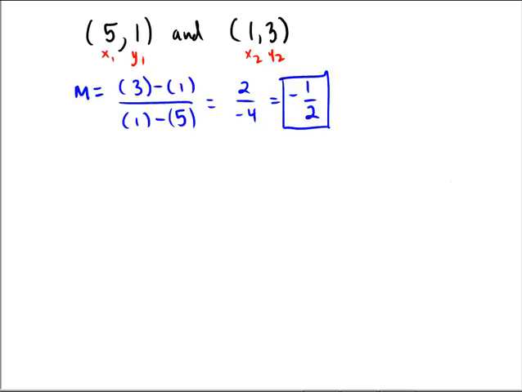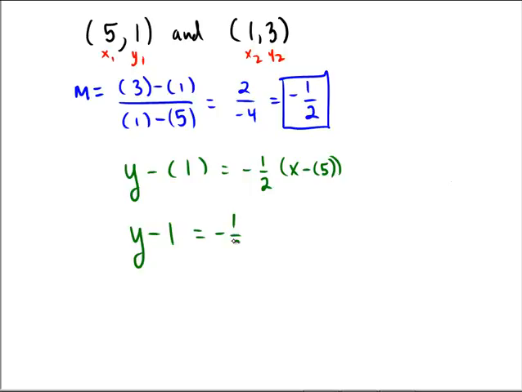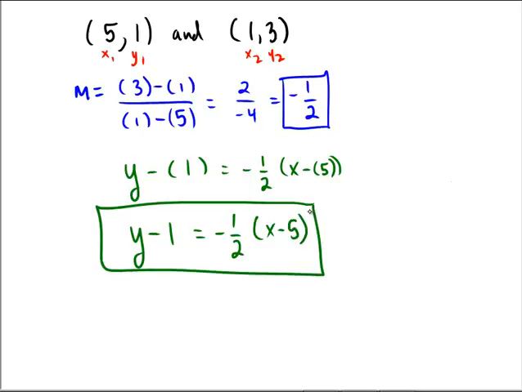Therefore, the equation of the line would be y minus y1, which is 1, equals m, which was in blue, negative 1/2, times x minus x1, which is 5. And so, this final answer I would be saying here would be y minus 1 equals negative 1/2 times x minus 5. Hopefully you got a similar answer.